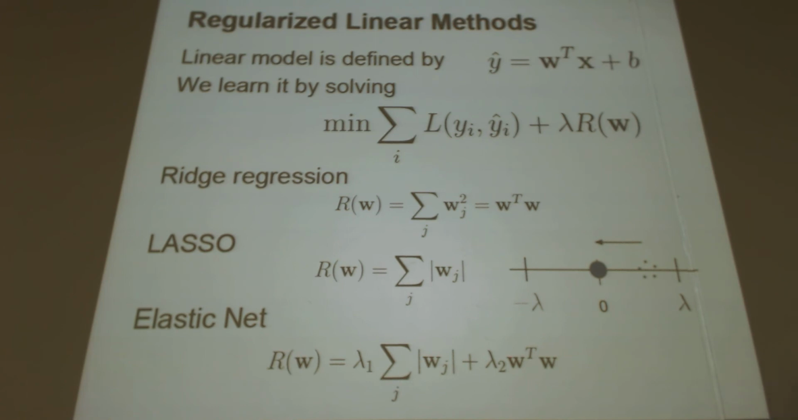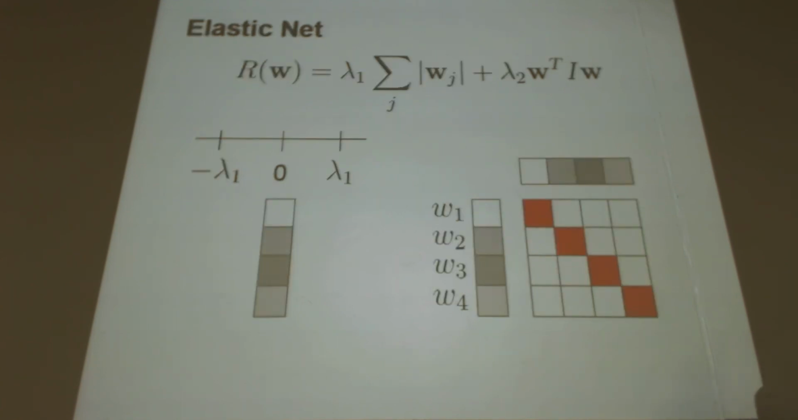Putting the two together, I'm able to capture the properties of both, but now I need two sliders, lambda one and lambda two, because remember, I still have this term. So I have three terms. I have the error, I have my lasso term, and my ridge regression term. So I really need two sliders to make sure that I compensate for which is which. Now, what I'm going to do is write the elastic net in this form.